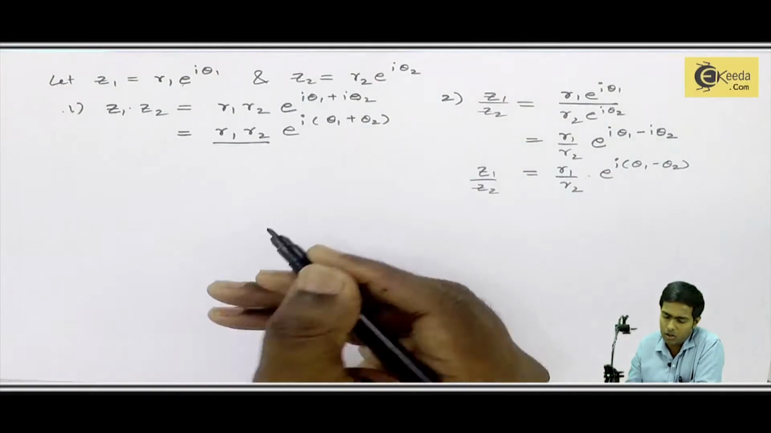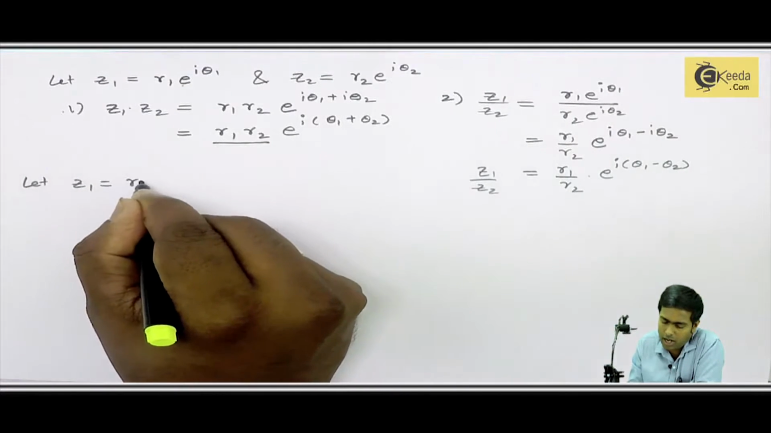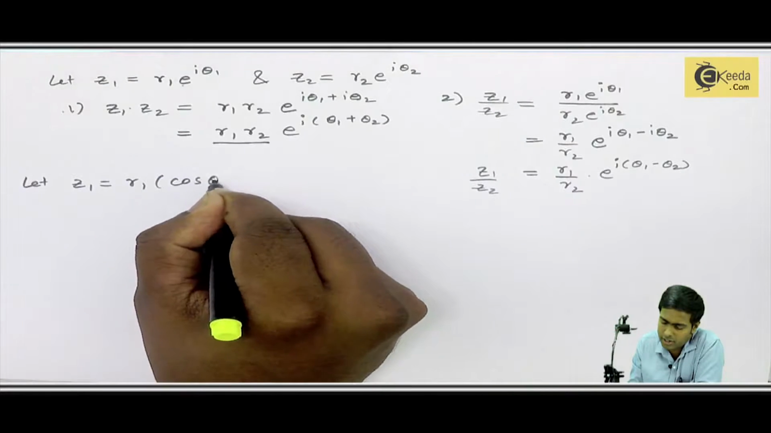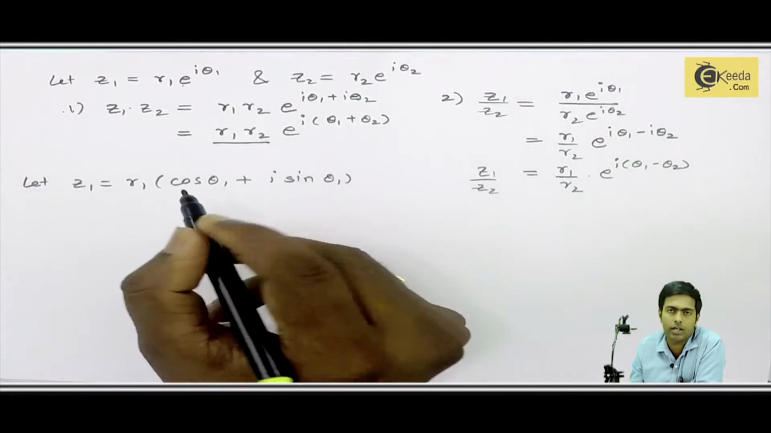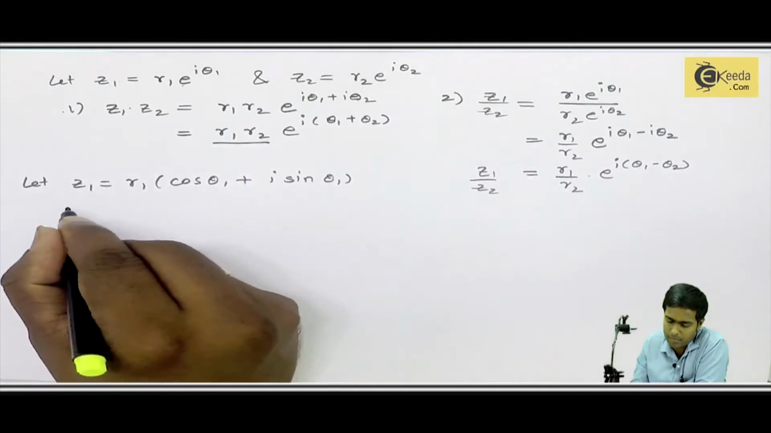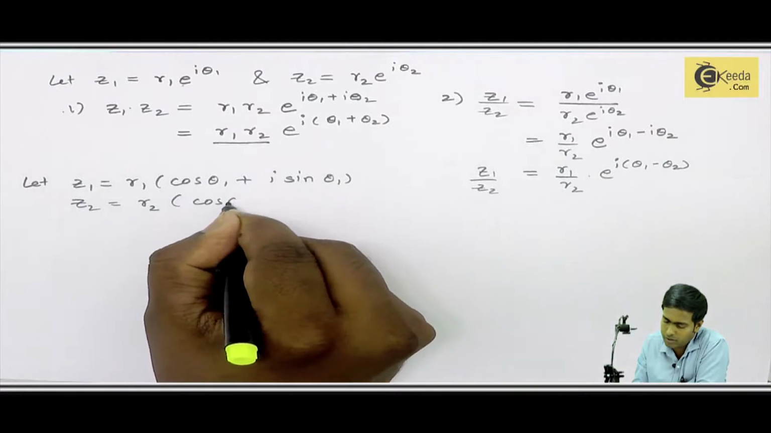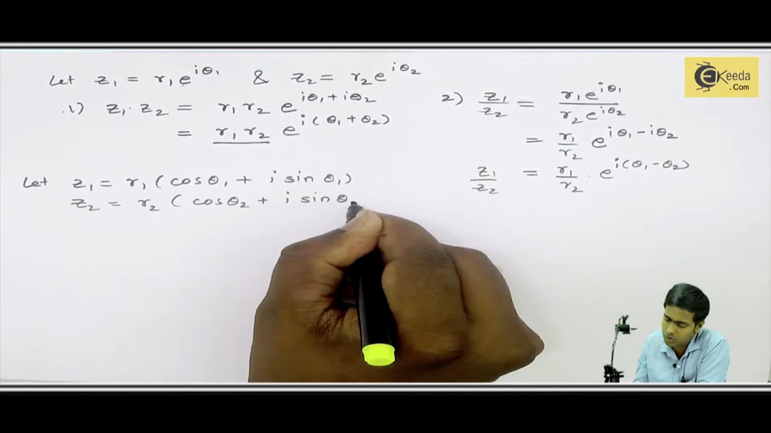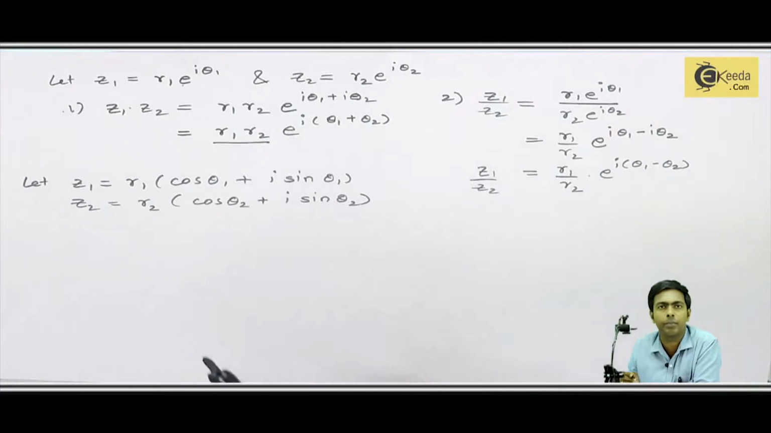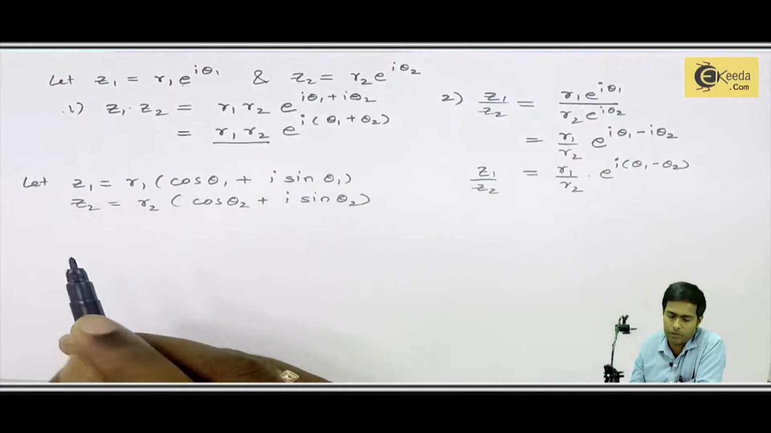So let's see one more example. So let's say z1 is equal to r1 (cos theta 1 plus i sin theta 1). Now here you can see the number is given in polar form, and z2 is r2 (cos theta 2 plus i sin theta 2), again a complex number in polar form. So if I want to multiply this or divide this, what will we get?